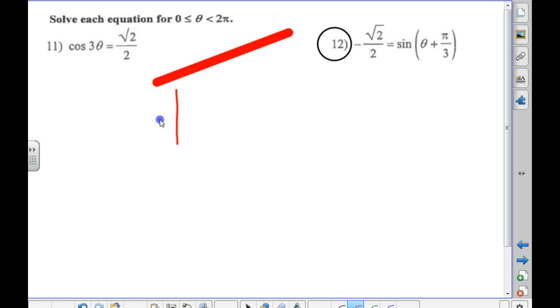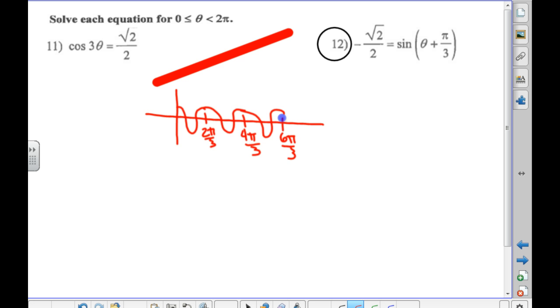What is the period for this graph? Is it 6 pi? 2 pi over 3. Oops. It's a cosine, so here's 2 pi over 3, 4 pi over 3, 6 pi over 3, which is really 2 pi. So how many times do you think it's going to hit the positive value square root of 2 over 2 by the time we get to 2 pi? 1, 2, 3, 4, 5, 6. Six times, it looks like, right?